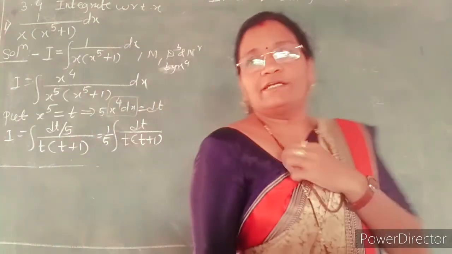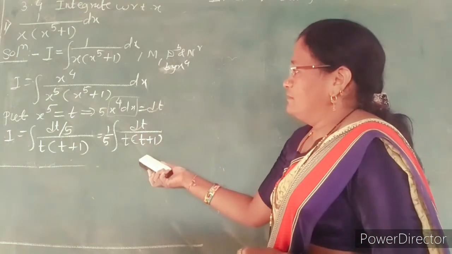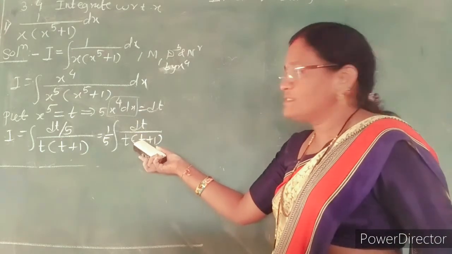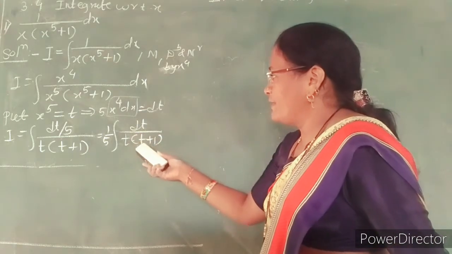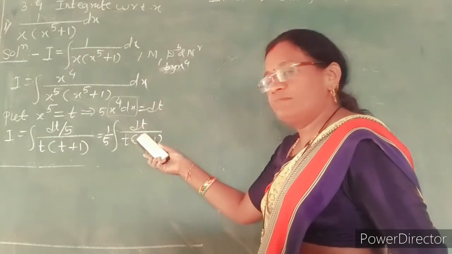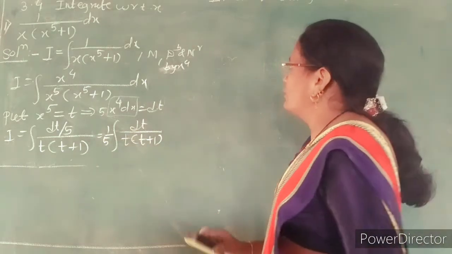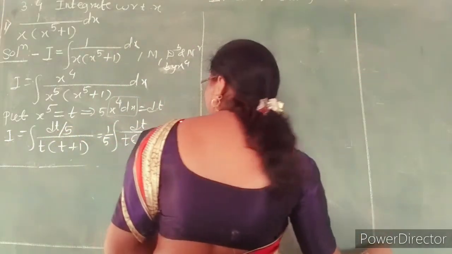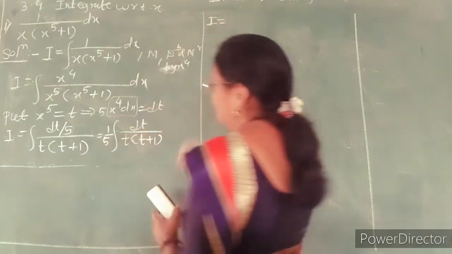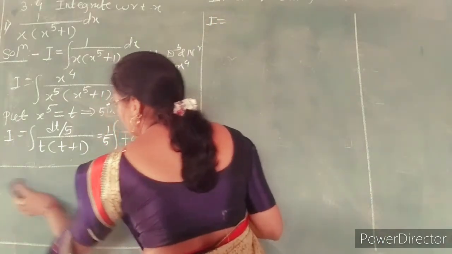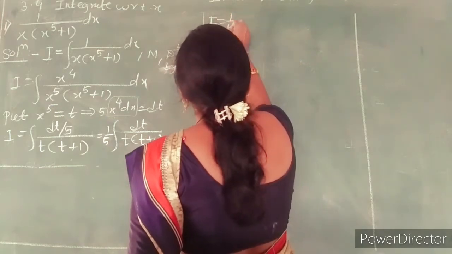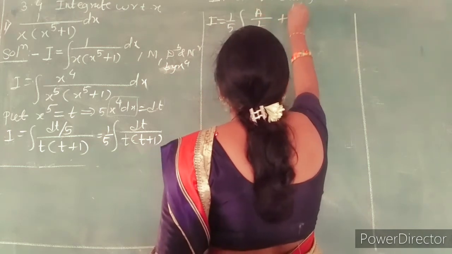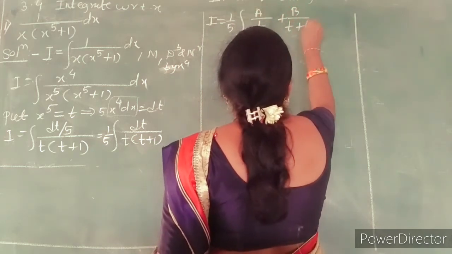Now this is the integral where, according to the first case, the denominator contains repeated or non-repeated linear factors. t has degree 1 and t plus 1 again has degree 1, so these are non-repeated factors. For this case, we can take the factors to be separated. So the integral becomes 1 by 5, which is constant, and we can take the factors as A upon t plus B upon t plus 1.